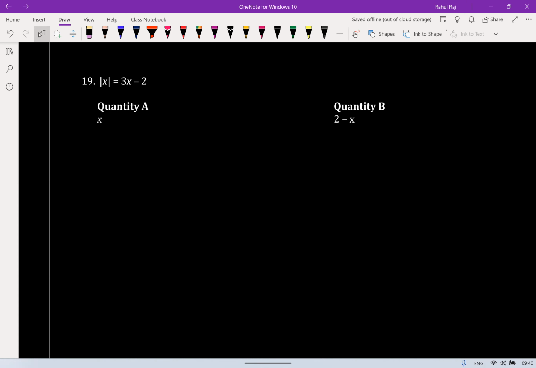Now tell me something, do I need to also solve if mod x is equal to minus of 3x minus 2? Case 2? Yeah, you have to solve both the cases and check the validity. So you don't do anything in such places. One thing should be x is equal to 3x minus 2.